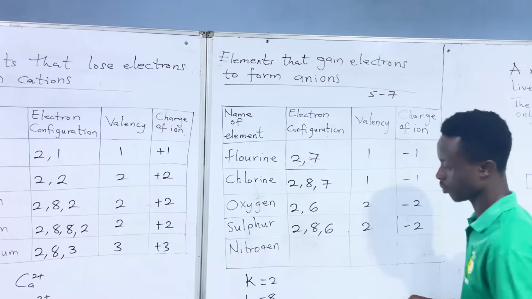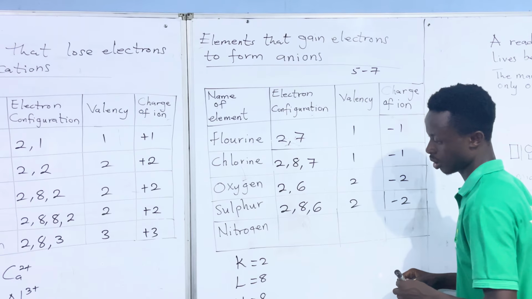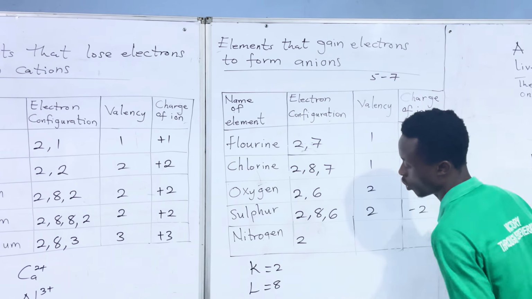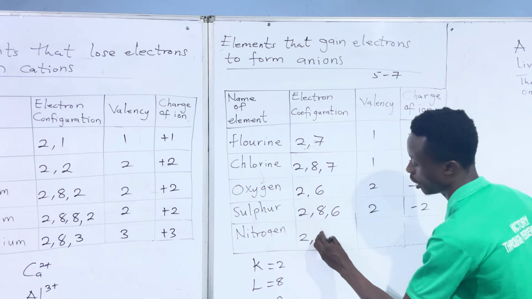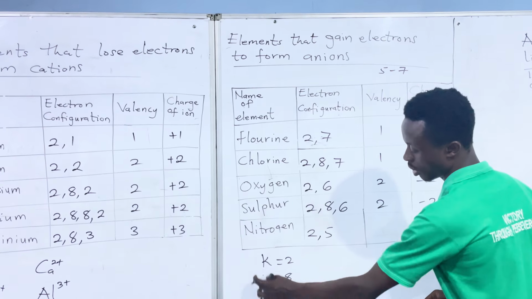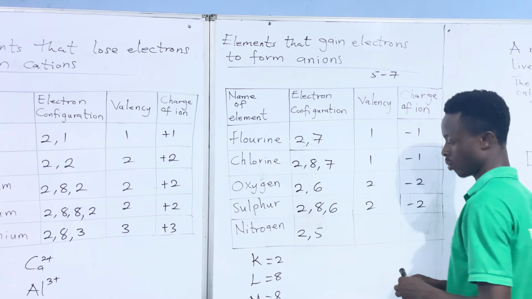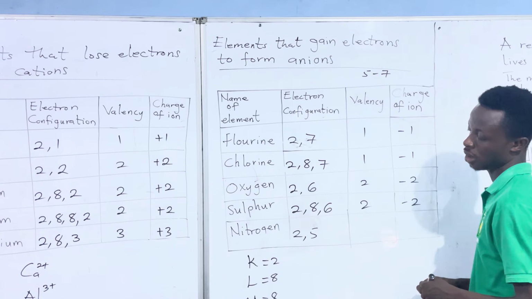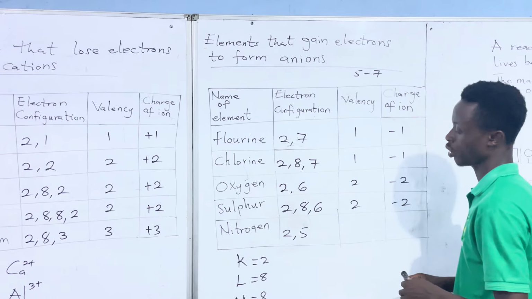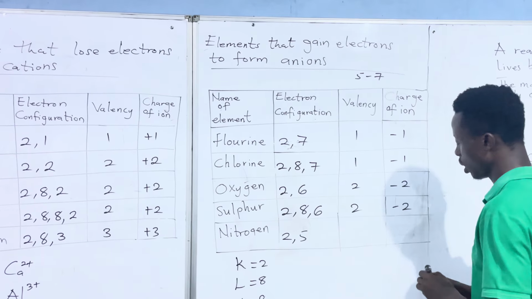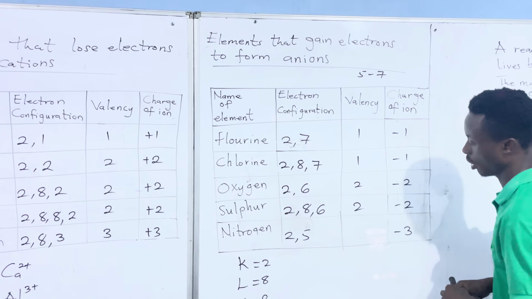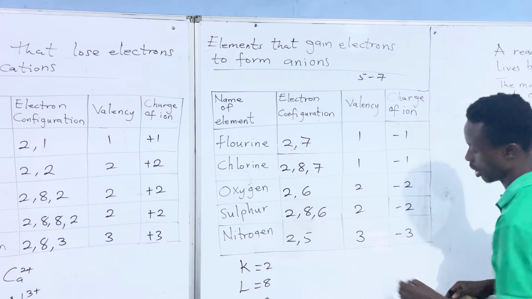Then we have nitrogen. Nitrogen is the 7th element, so it has 7 electrons. The first shell will take a maximum of 2 electrons, and then the next one will take 5. But by the rules, the second shell always takes 8. So the nitrogen atom is not stable. It needs 3 extra electrons, so following this rule, it will gain 3 electrons. So the charge is -3, and then the valency will be 3.